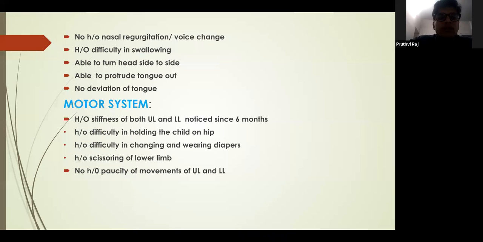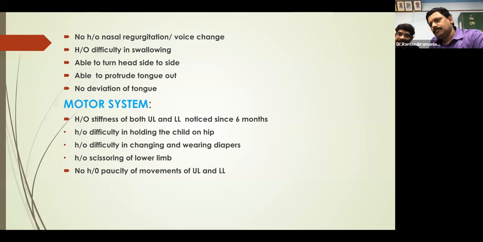Flexors of the lower limbs, sir. Yes, the flexors of hip, knee, your calf muscles. Those things are affected by spasticity. Because of that, it has come to the shape of scissoring, right? So that's why they are having difficulty in wearing diapers, holding the child on the hip, etc. So, okay, fine. Next.